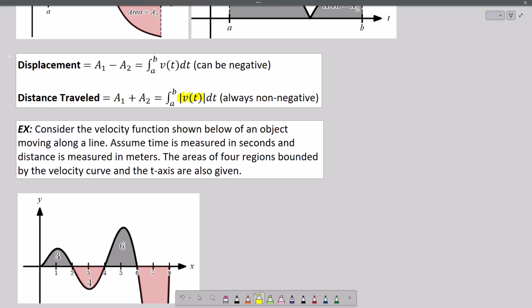You would have to turn your absolute value function into, you usually use the curly brace, and you've got your two different pieces of the function, or maybe there's more. And then you integrate each piece on the appropriate interval from your t-axis.